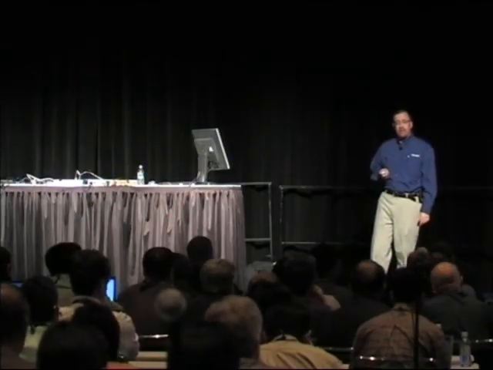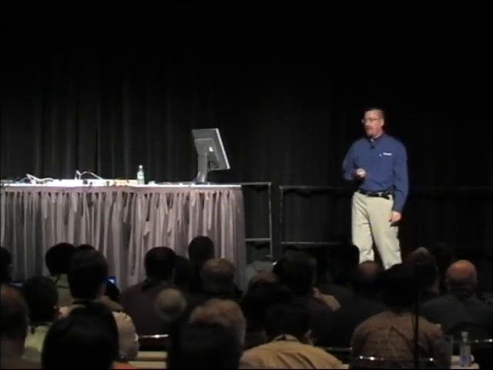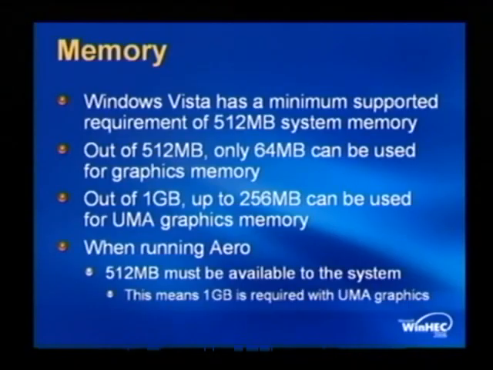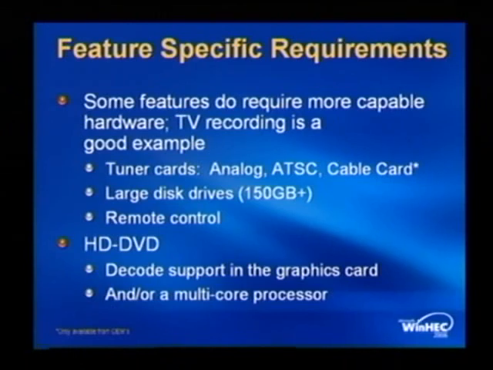Out of 1 gigabyte, though, up to 256 megabytes of that can be used for UMA graphics memory or for other purposes. When running Aero, and for a system shipping and meeting the premium logo requirements, 512 megabytes must be available to the operating system. This is why systems with integrated graphics that meet the logo requirements have to have a gigabyte of memory. That's where that requirement is derived from.